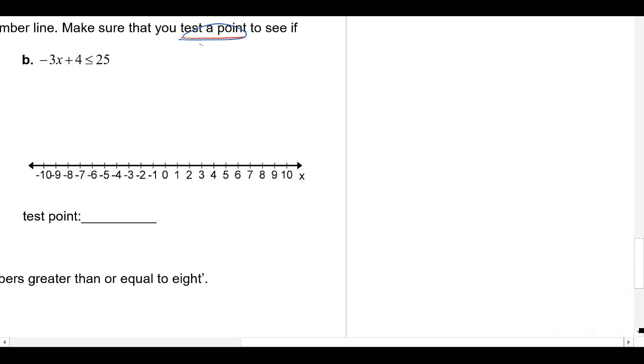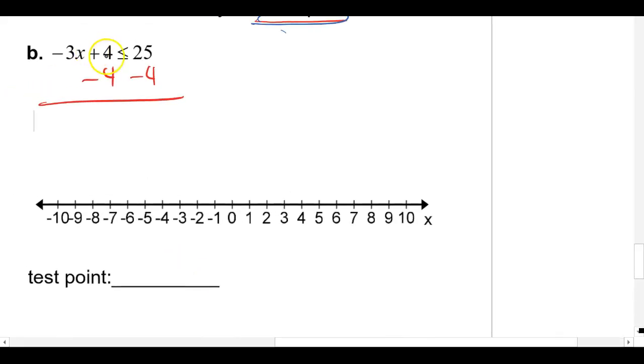Okay, so let's go over here. Now, this one, we still approach it the same way, but the last step is a little bit different. So let's go ahead and get rid of that 4, because we don't want numbers on that side. And do the same thing over here. And now, let's zoom up a little bit. So that 4 cancels out. And then we just have negative 3x less than or equal to 25 minus 4. Well, that's 21. And then the last step is divide by that number next to x. Well, it's negative 3.